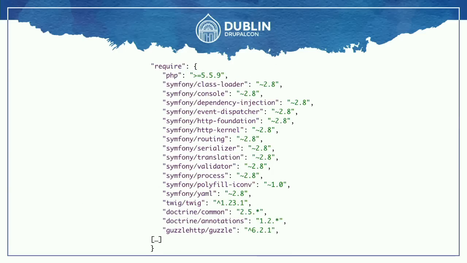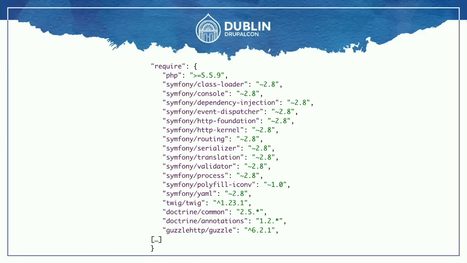So let's take a look at the Composer JSON file that core ships with. In Drupal core, it's going to require multiple Symfony libraries, Doctrine, Guzzle, things like that. So as you can see, Drupal core uses the tilde 2.8 version of the Symfony libraries. So that's going to say, give me anything 2.8 but less than 3.0.